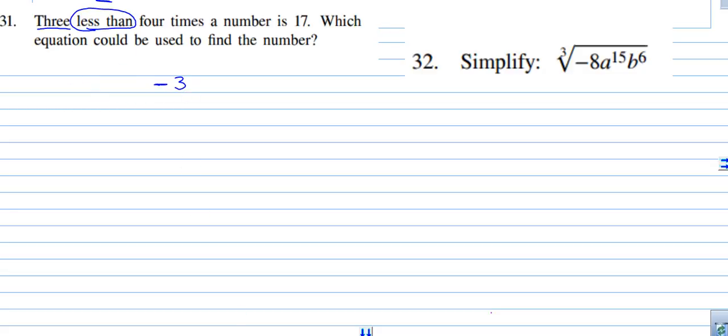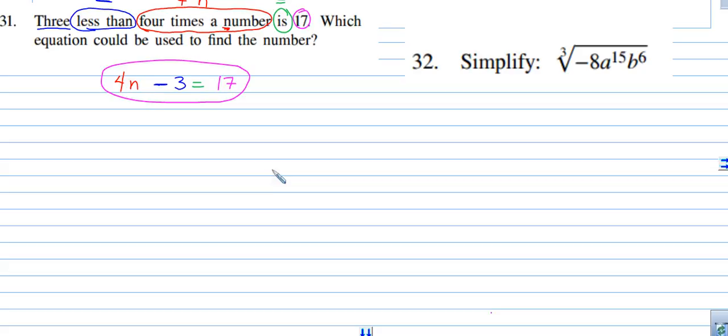And it says 4 times a number. That's 4 times, and does it tell us what number it is? No. Since it doesn't tell us a number, you put a variable. I'm going to put n because it says a number. And what is 4 times n? It's really 4n. Then we see the word is. Is means equals, so we're going to put an equals there. And then we have 17. Which equation could be used to find the number? Well, it should be 4n minus 3 equals 17.